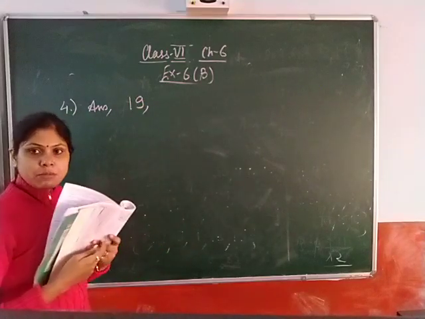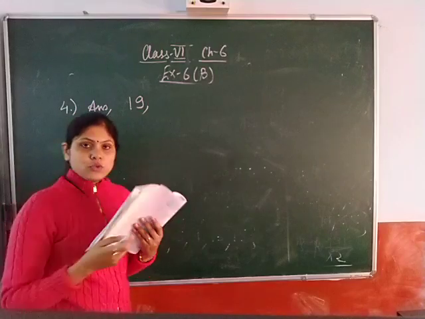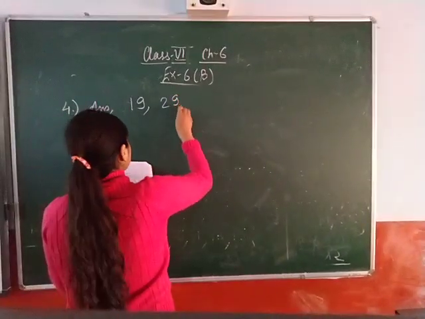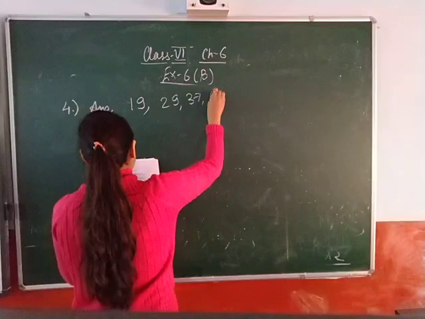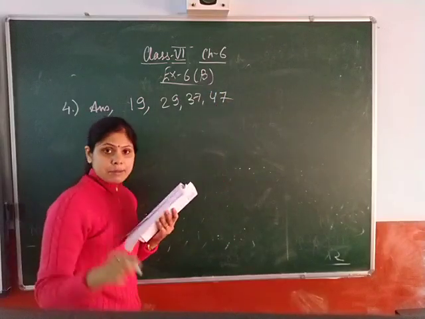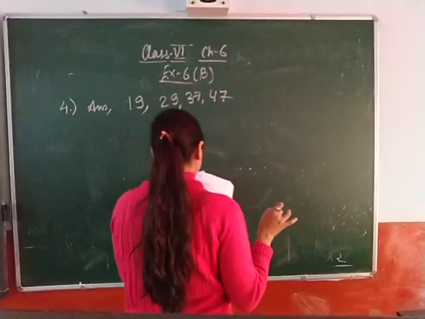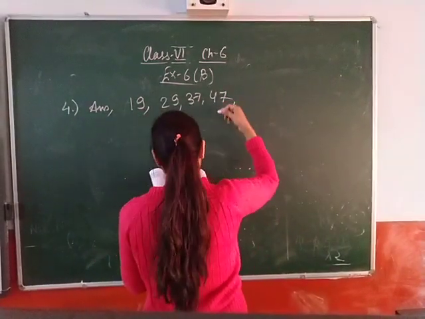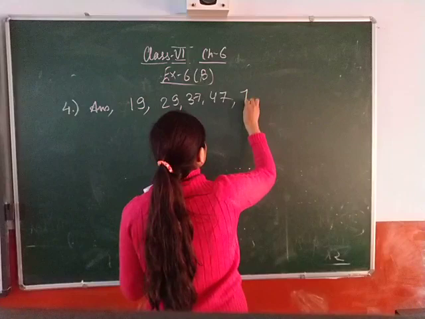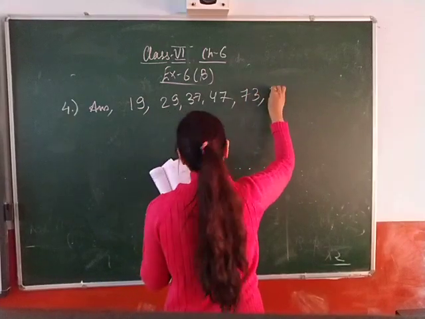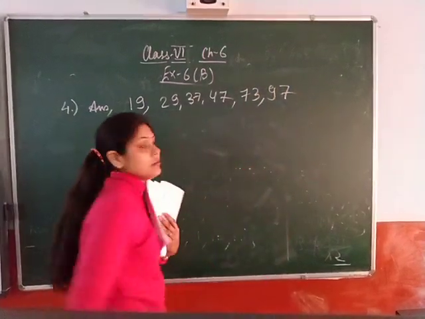19, because it is divisible by 1 and 19. Then 29, yes. Then 37. 63 is divisible by 7, 9 and the number itself. So no. It is a composite number. 91 is also composite. Then 47 is a prime number. Then 73 is a prime number. And then 97. This is the answer.